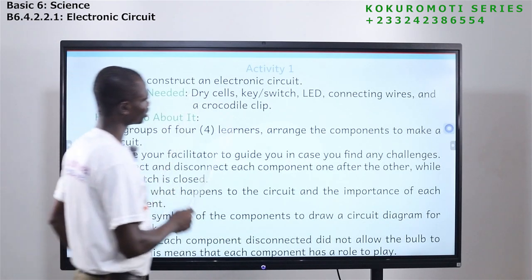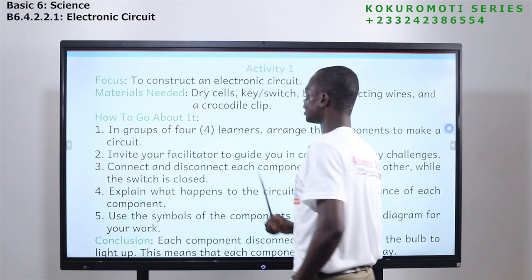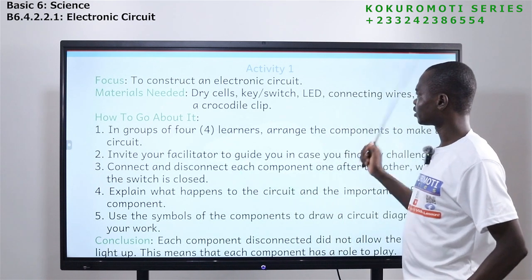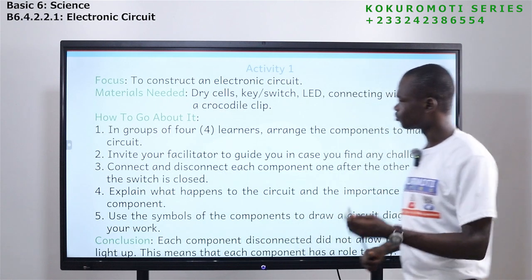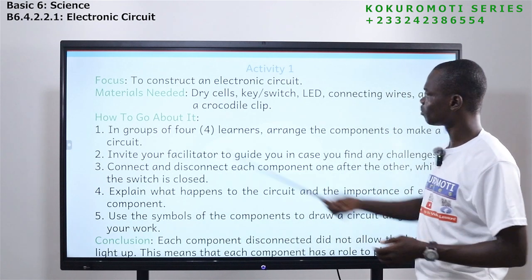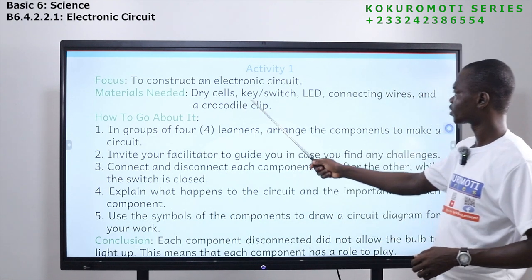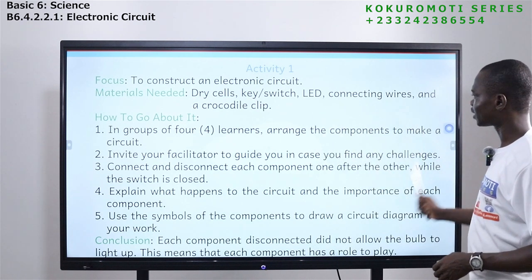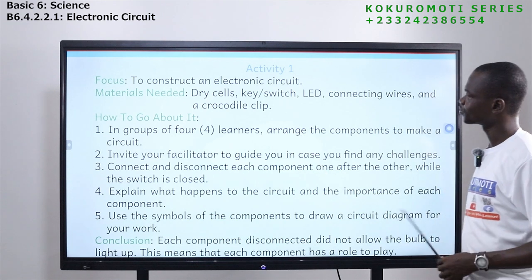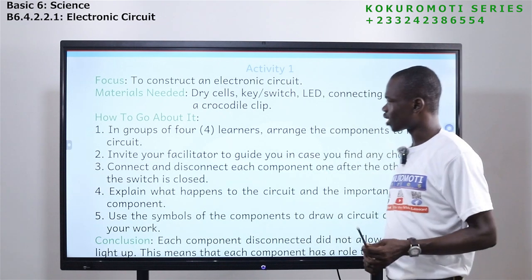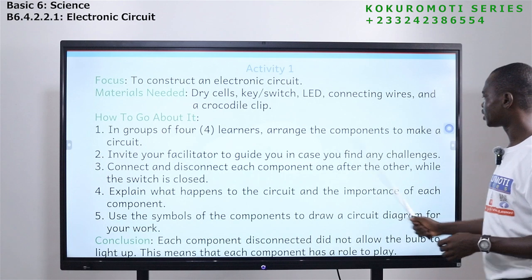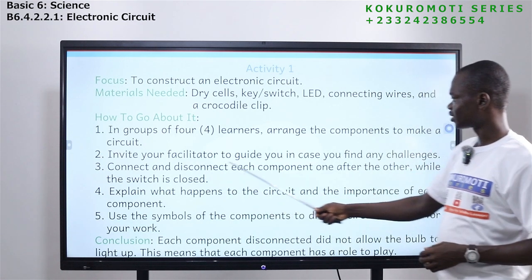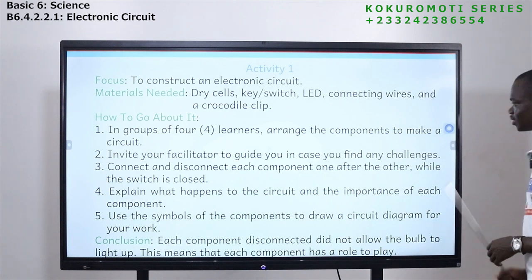To construct an electronic circuit. The focus is to construct an electronic circuit, and what are the materials needed? We have dry cells, key or switch, LED, connecting wires, and a crocodile clip. How to go about it? Number 1, in groups of 4 learners, arrange the components to make a circuit. 2, invite your facilitator to guide you in case you find any challenges.